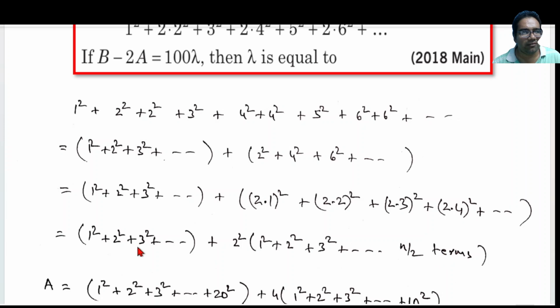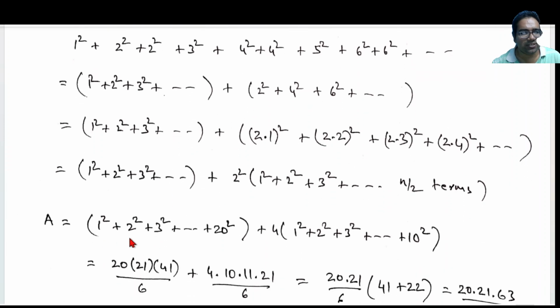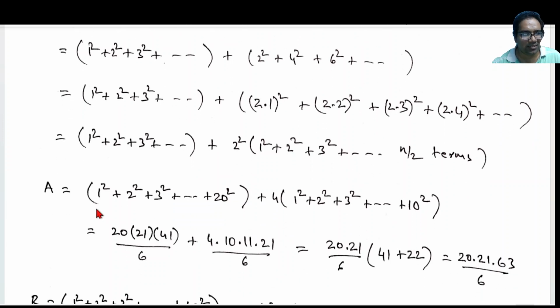So what does that mean? A has the sum of first 20 terms. That means A is 1 square plus 2 square plus 3 square up to 20 terms, plus 4 into, which is 2 square into, 1 square plus 2 square plus 3 square up to 10 terms, up to 10 square only. We know the sum of squares of first n natural numbers is n into n plus 1 into 2n plus 1 by 6. That means this part becomes 20 into 21 into 41 by 6. This part becomes 4 into 10 into 11 into 21 by 6.